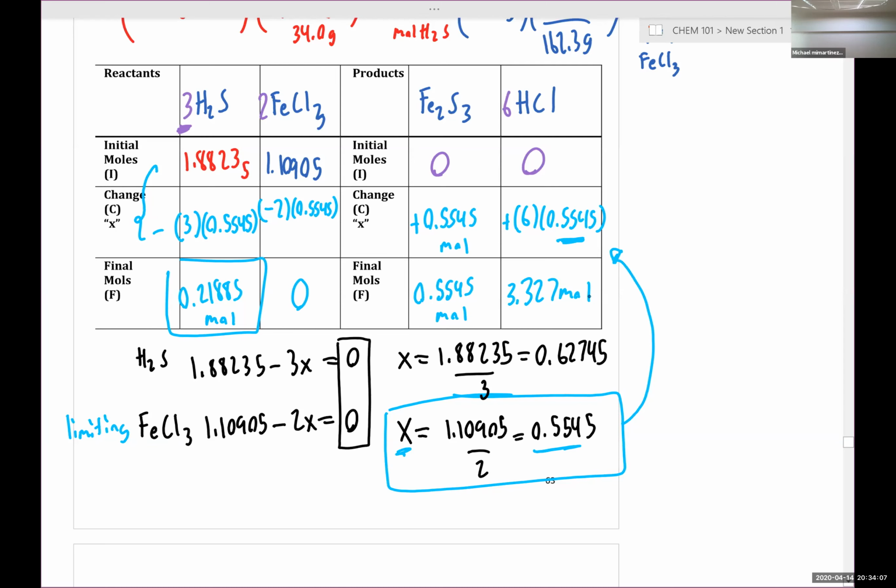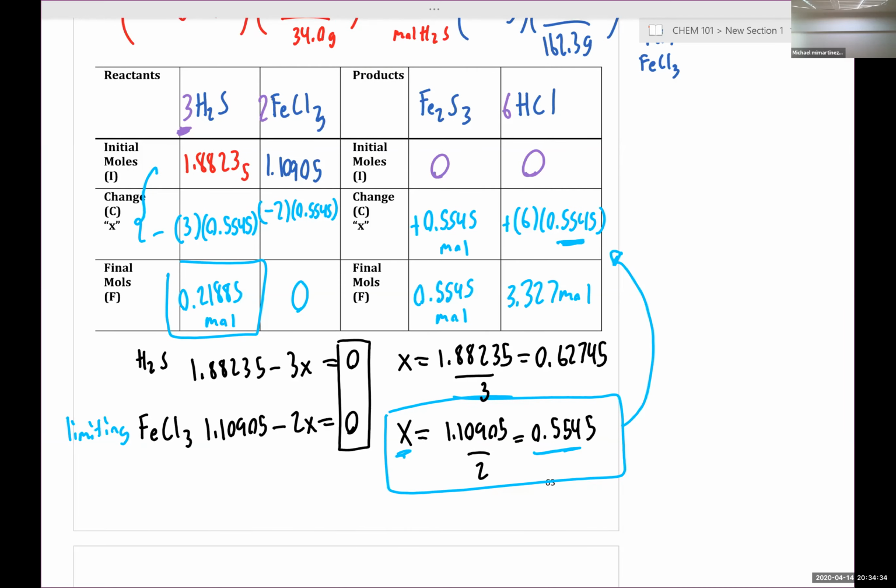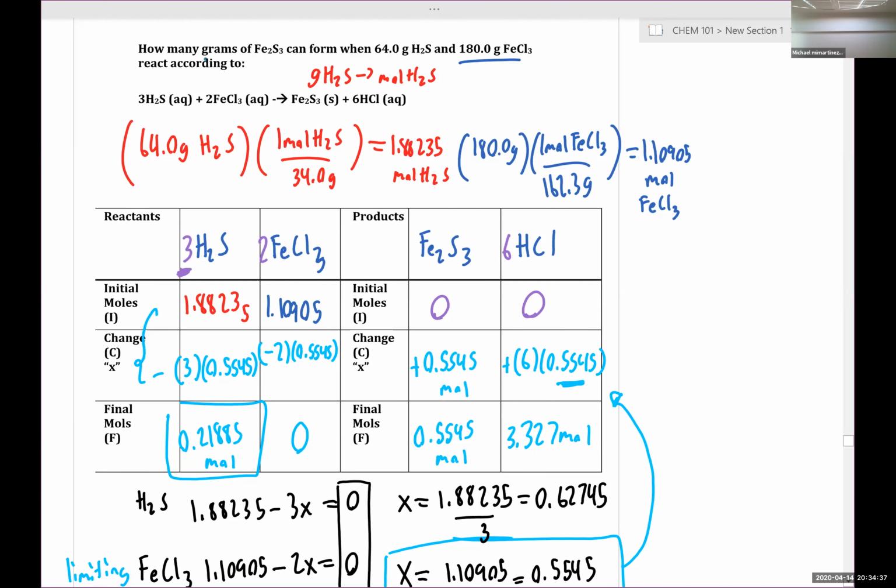So the really wonderful thing about the ICE table is that it allows you to very quickly calculate the amount of each reactant remaining and each product generated very efficiently. Does the logic behind the ICE table make sense? Are there any questions on the ICE table? Any questions so far?